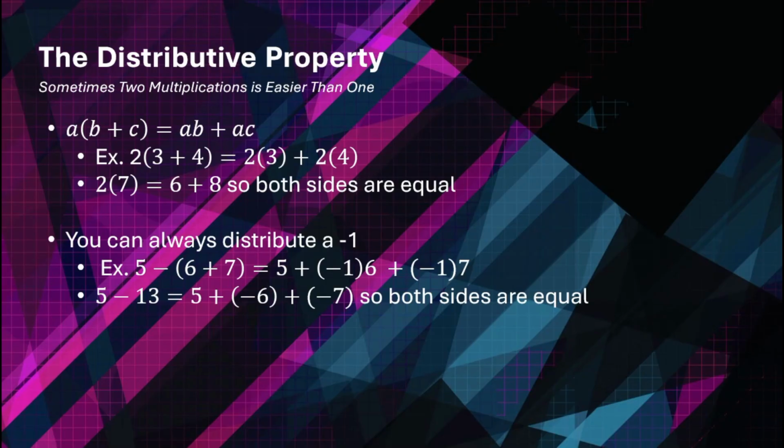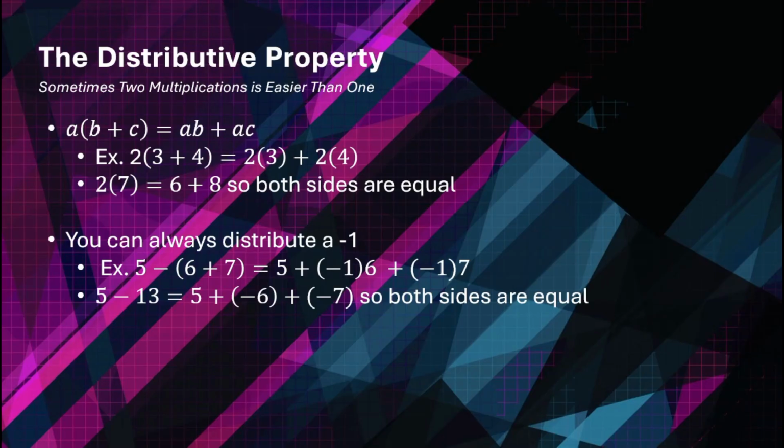If we work both sides independently, 2 times the quantity 3 plus 4 is going to be 2 times 7. And for the right side, we have 2 times 3, which is 6, plus 2 times 4, which is 8. So either way you do it, you'll get 14. Now, in this particular case, you might find that with these smaller numbers, it doesn't make that big of a difference. You can do that kind of math in your head without too much problem.